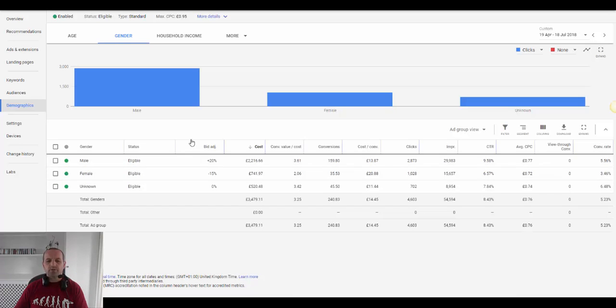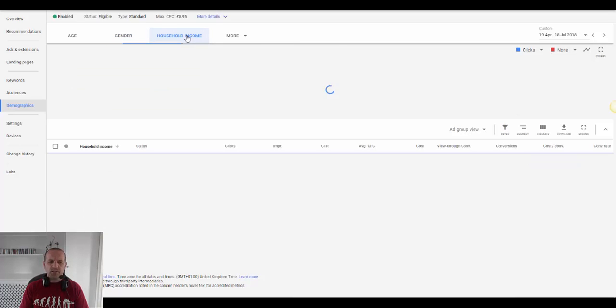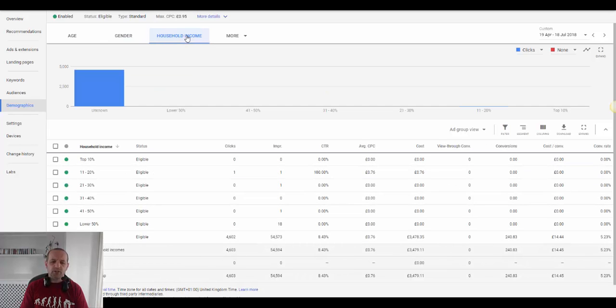Now, the last one, which is interesting, is household income, and there's not an awful lot of data coming through for this just yet, certainly in the UK, but it's definitely an interesting subject. So, whatever the product or service is that you're selling, think about and measure it, and of course the data is going to be here. You can measure the relative performance of male versus female or different age groups as well, and here you'll be able to compare the different household incomes.